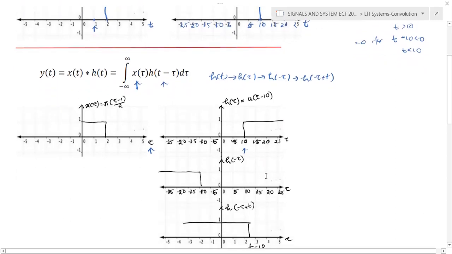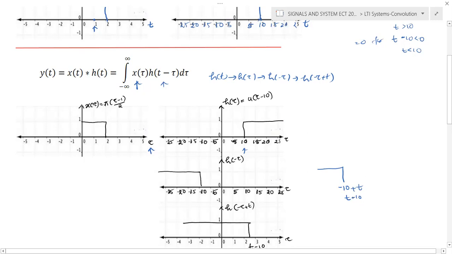And now we can draw h of minus tau, simply the time reversed version of the signal. Again, remember that the variable is tau. Now this is the signal h of t minus tau. It's starting from minus infinity up to minus 10. Now we need to shift the signal by plus t units. Okay, so you can write minus tau plus 10, or you can write tau minus 10.